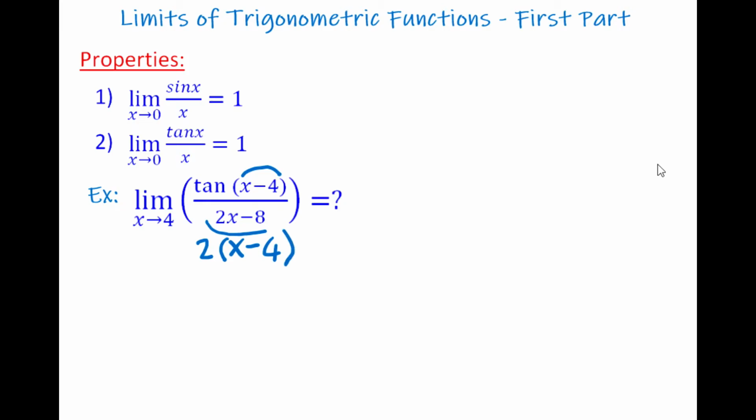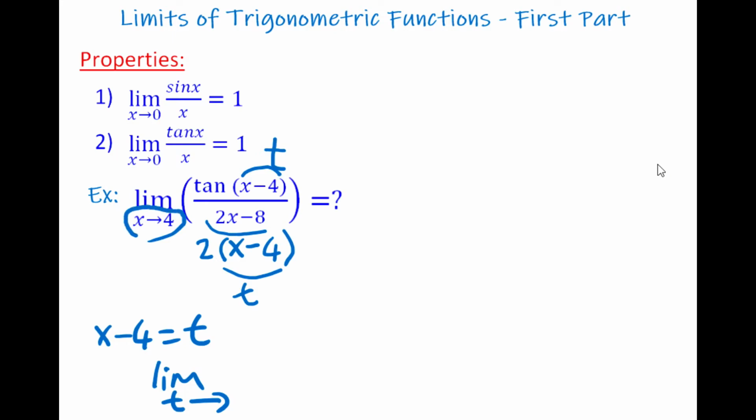And once you do it, as you can see, here we have x minus 4, let's call it t, and here we have also x minus 4, and let's say this is also t. So if you say x minus 4 is t, then the whole expression can be written as limit when t goes to, guys. When x goes to 4, if you look at here, t goes to 0, right? Because 4 minus 4 is going to be 0. So t is going to 0. And then the leftover becomes tangent t divided by 2 times t.